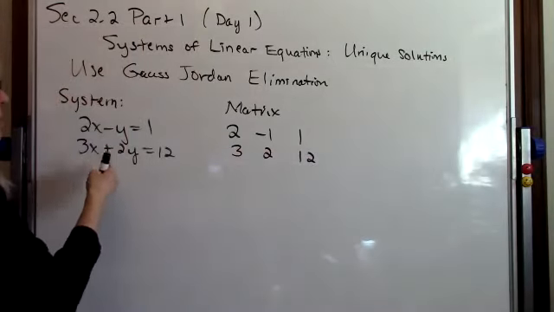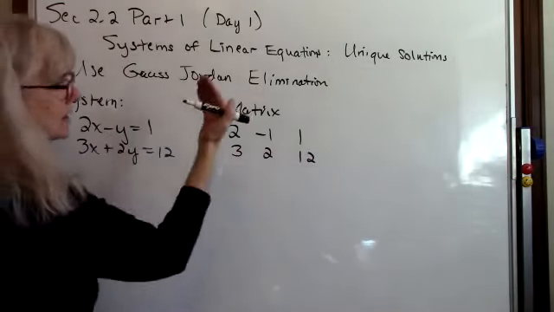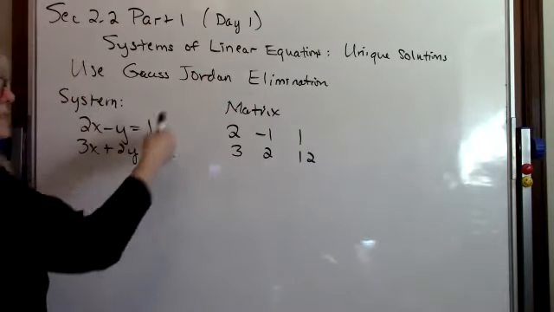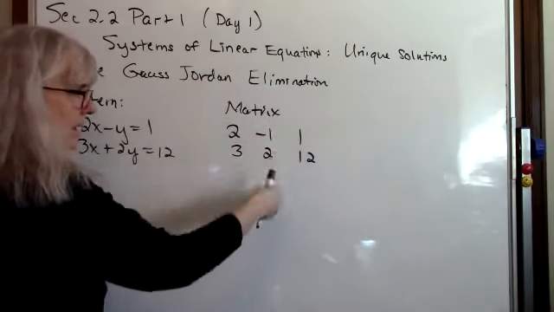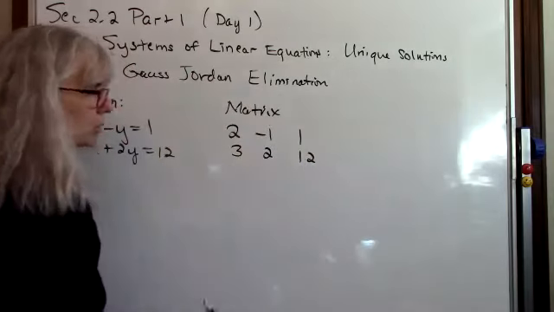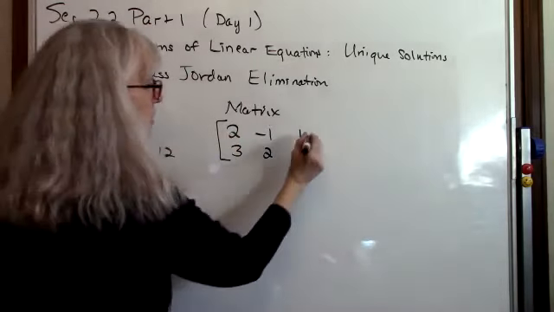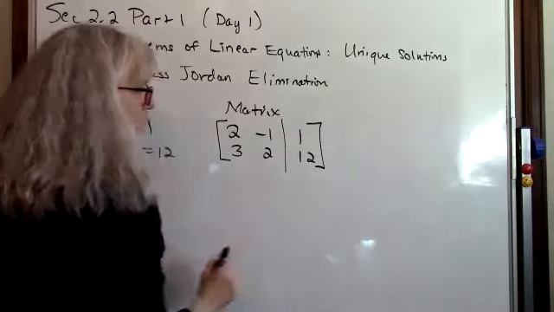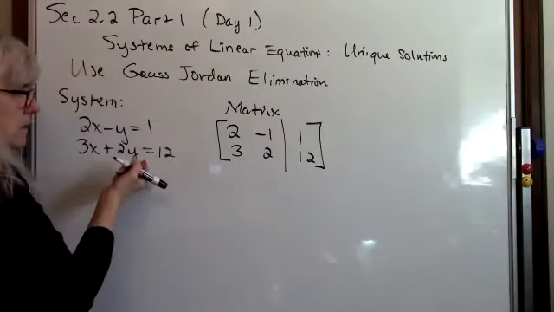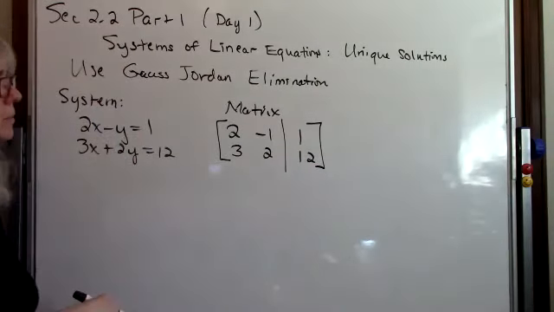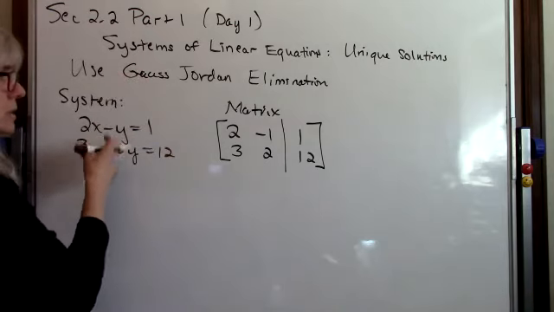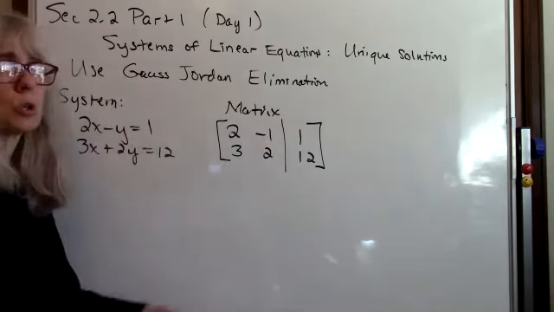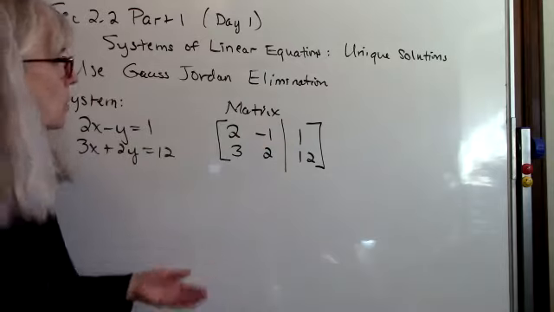Again, you do need to make sure that when you go from the system to the matrix, you have the x's in the first column, the y's in the second column, and the constants in the third column. Then we put brackets around it. We draw a line right there, and that line represents the placement of the equal sign in the original system. So we've gone from the system of equations with x's and y's into a matrix that we're going to learn to manipulate. Pretty straightforward.